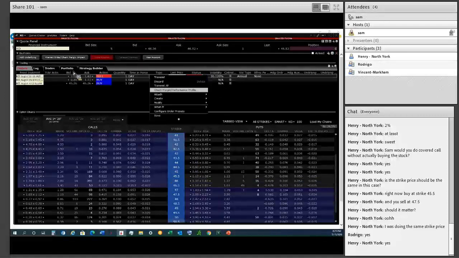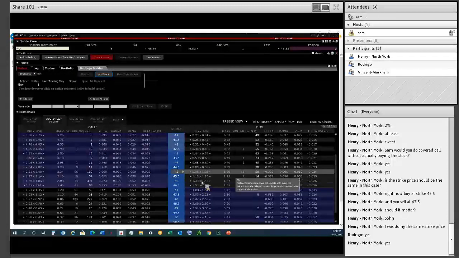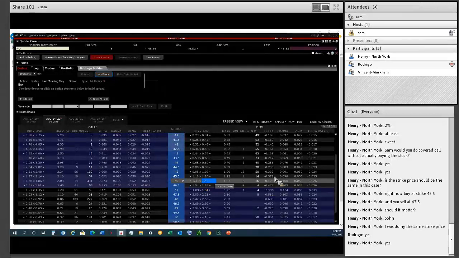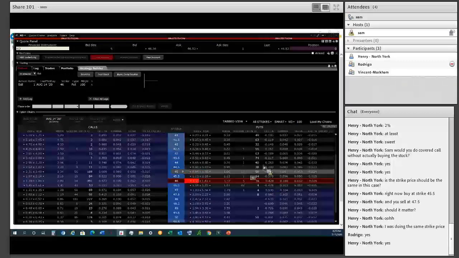But we have to, let me get rid of that for a second. So we go back to the strategy builder, because it's going to have multiple legs. So we sell the 40, and we have to buy now. We have to buy to cover. Everybody see that? So we sold this put.